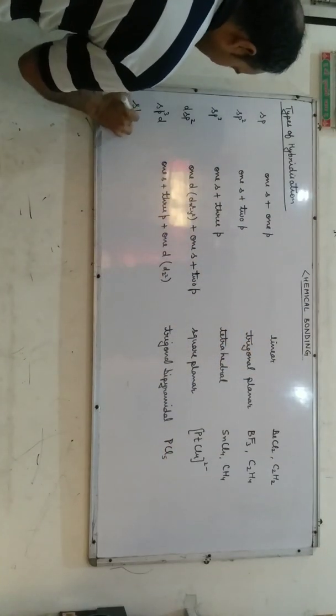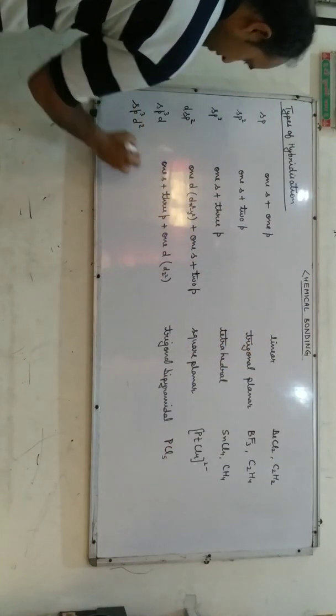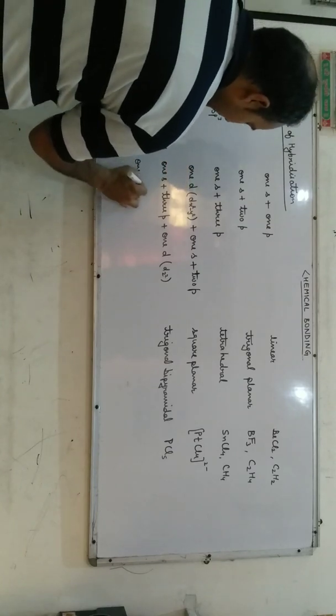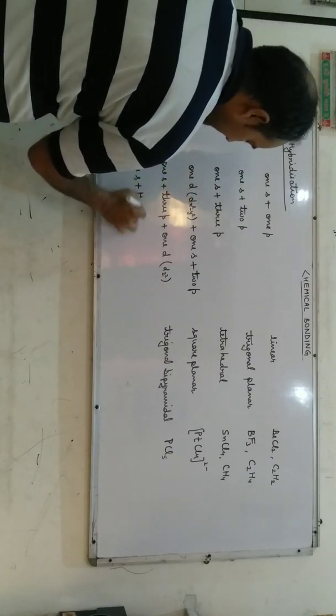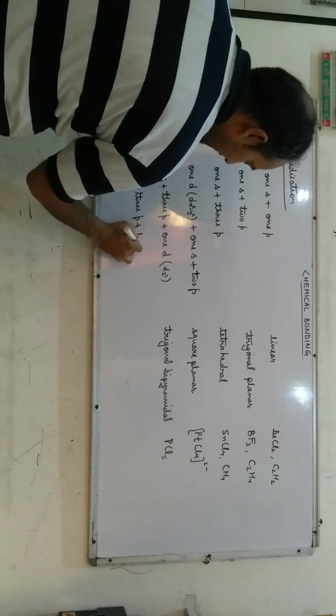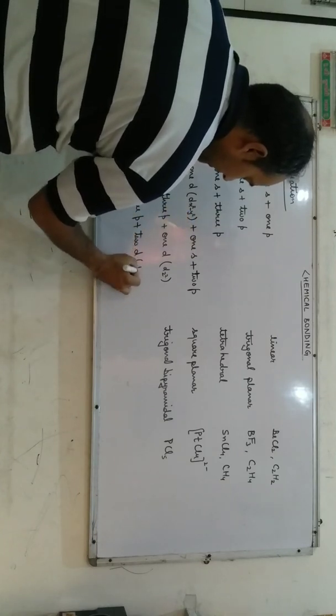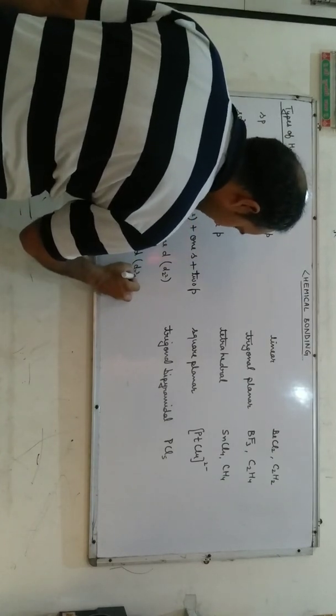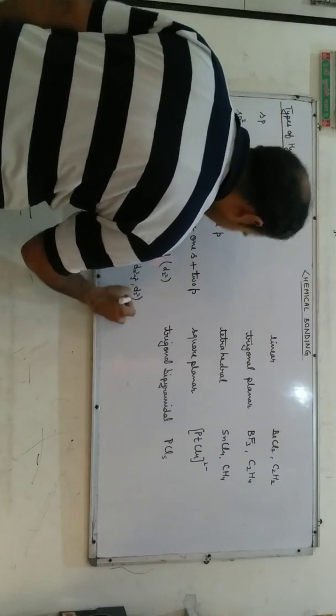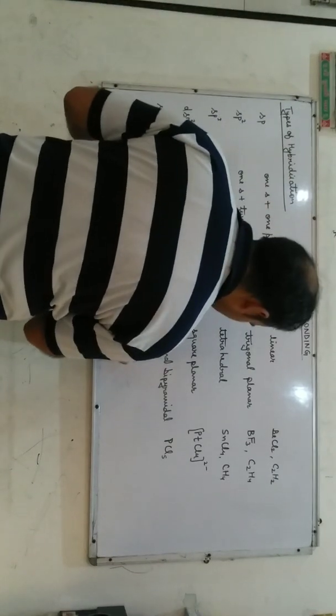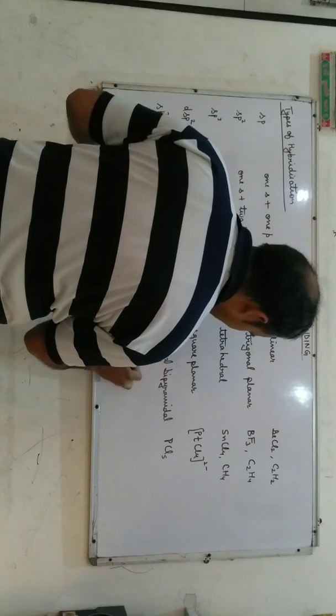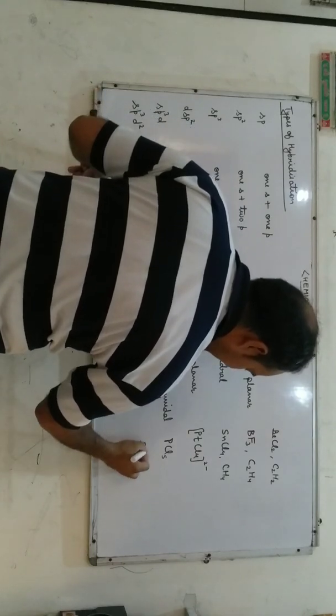Now let us come to sp3d2 hybridization, in which one s, three p and two d orbitals are involved. The two d orbitals generally involved are dx2-y2 and dz2, and the shape will be octahedral. The example of it is SF6.